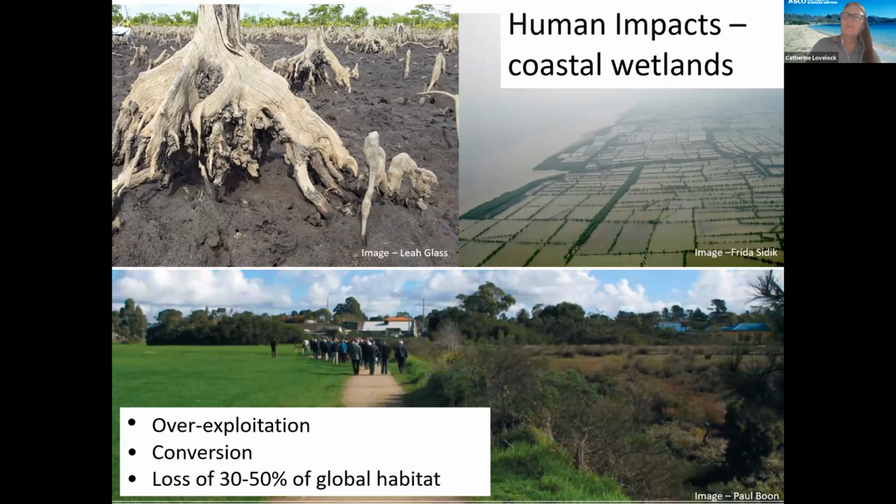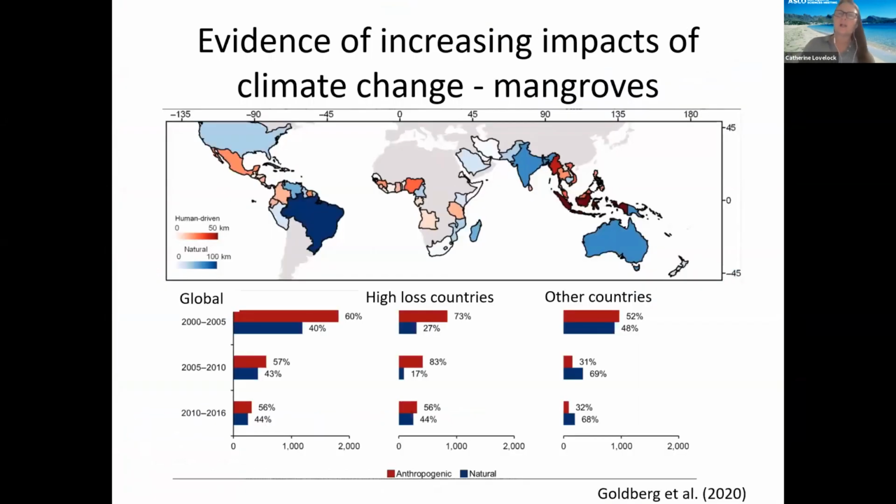And then there's emerging evidence that climate change is potentially becoming even more important than human impacts on these ecosystems. So this is some very nice recent work by Liza Goldberg et al. from NASA, looking at the drivers of change in mangroves globally.